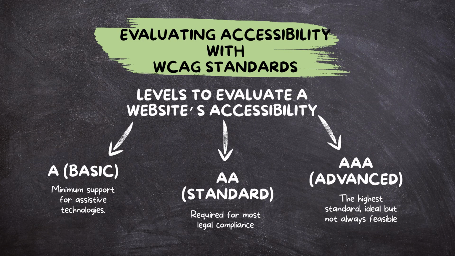As we talked about with the WCAG, in order to evaluate your website's accessibility, we use these guidelines, and they include three different levels that you can achieve. One is the single A. That's the basic level, where you have minimal support for assistive technologies. And then there is the double A. This is your standard, and it is required for most legal compliance. If you are running a government site or something like that, this is what you need to achieve: the double A standard.